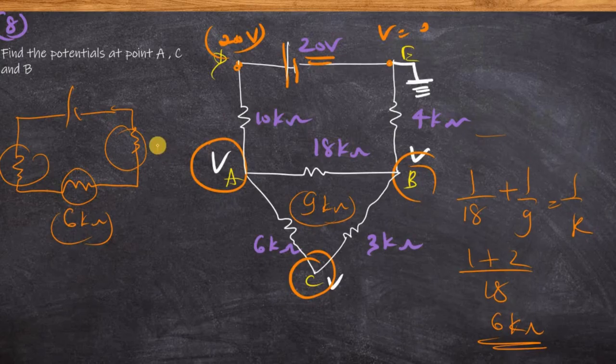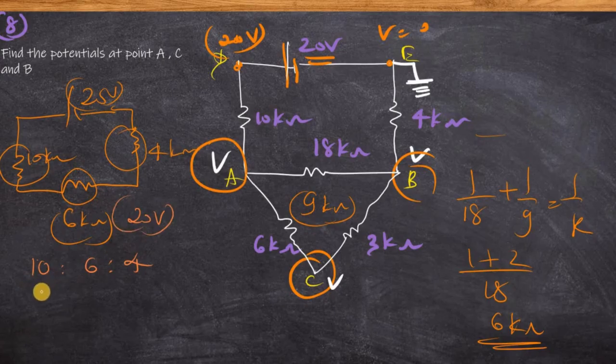And this 4 kilo ohms somewhere here, and 10 kilo ohms here. So 6 plus 4 is 10, and 10 plus 10 is 20. So here we have 20 volt. So then we can allocate the potentials. Right. So the ratios will be 10:6:4 and 20 volt. So we can simplify it a bit, 5:3:2.